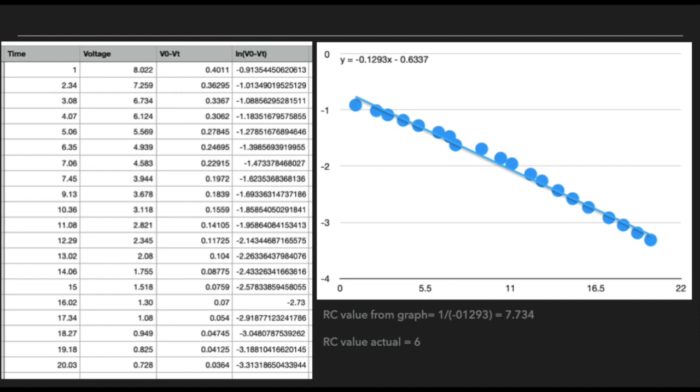The slope of my linear line of best fit is -1/RC. Thus, calculating the value of RC, I had to do 1 over negative 0.1293, which got me 7.734. However, I was able to calculate that the actual RC value is 6, which is relatively close to the value I calculated.